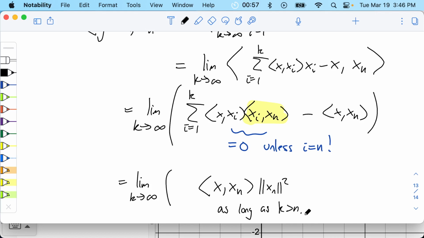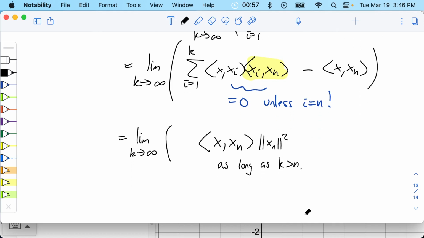If you want it to be perfectly precise, you could say it's this when k is bigger than n, it's 0 if k is less than n. But the only fact we need is that it's this when k is bigger than n. And we're subtracting x with xn. It's an orthonormal system, so the norm of xn squared equals 1. So as soon as k is bigger than n, this whole thing cancels and we get 0. If that works whenever k is bigger than n, then certainly in the limit as k goes to infinity, it's just always 0. So this thing equals 0.